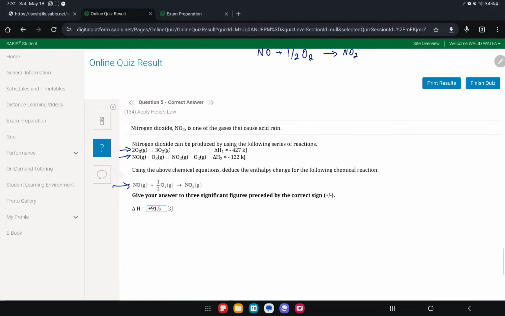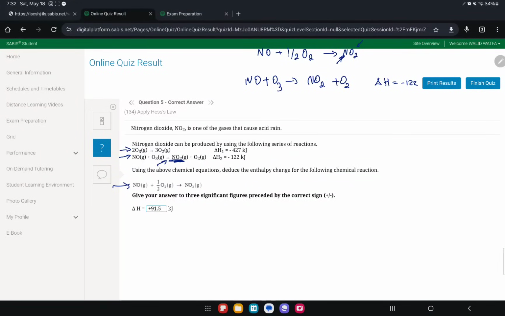Okay, what are the ones we're working with? We have O3. You have NO2 in the product, so you have to copy it down. NO2 is in my product, and they're both one NO2. Here's also one NO2, so you just copy it down as it is. No need to multiply by anything. NO plus O3 to produce NO2 plus O2, and you write delta H equals minus 122.